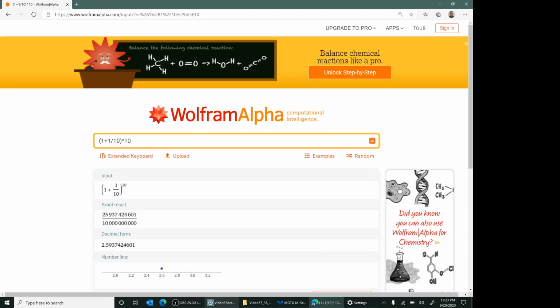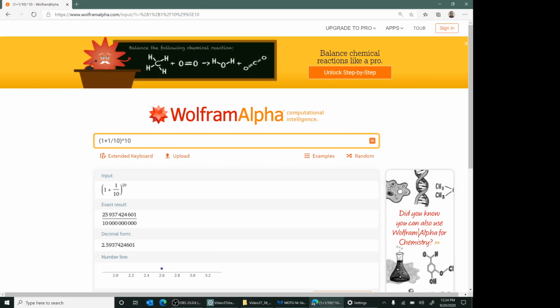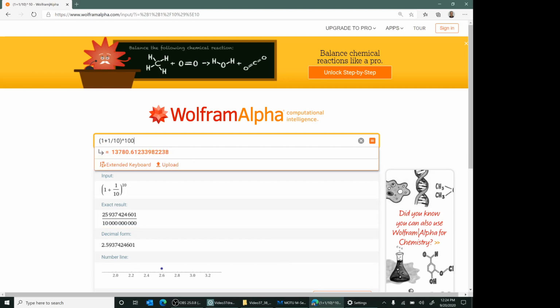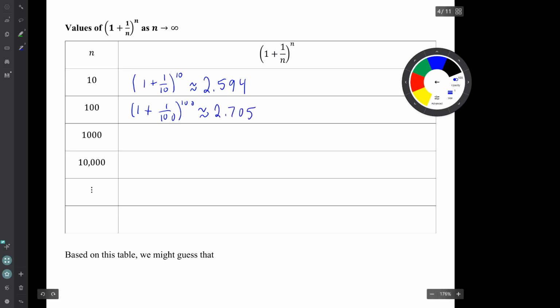So we see that the decimal approximation for the quantity 1 plus 1 over 10 raised to the 10th power is roughly 2.594. Now what about when n equals 100? If I type that expression into Wolfram, I get roughly 2.705. And if I continue in this way, for n equals 1,000, I get roughly 2.717. For n equals 10,000, I get roughly 2.718, and so on.